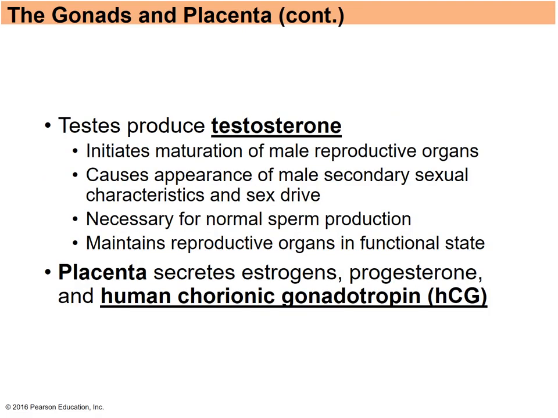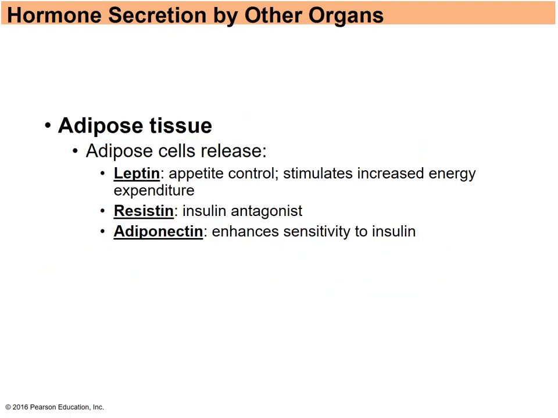The testes are producing testosterone, which once again, in the males, are going to help to initiate that maturing of the male reproductive organs and the appearance of the secondary sexual characteristics and sex drive in males. It's necessary for the normal sperm production. The placenta is going to be secreting estrogen, progesterone, and what we call HCG, human chorionic gonadotropin. That is the hormone that's looked for in pregnancy tests.